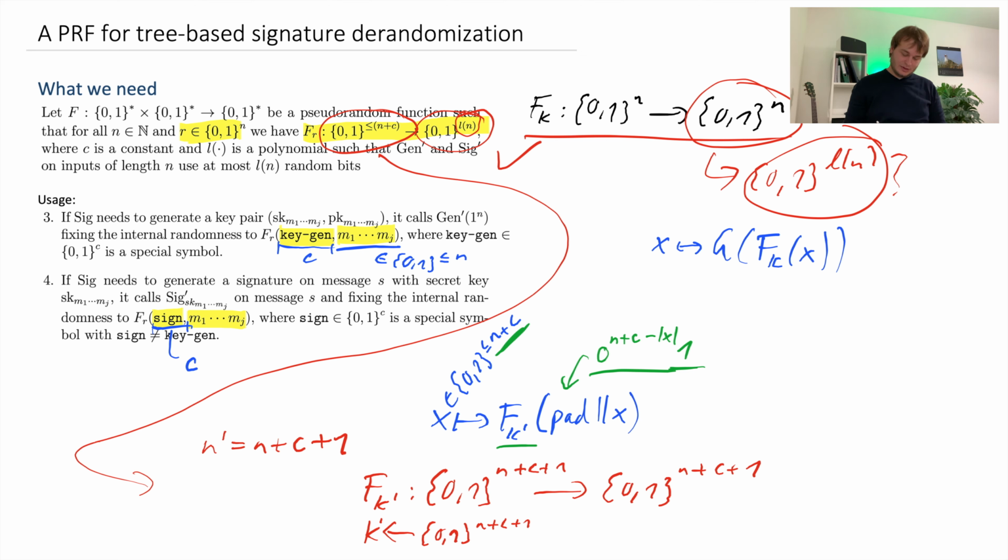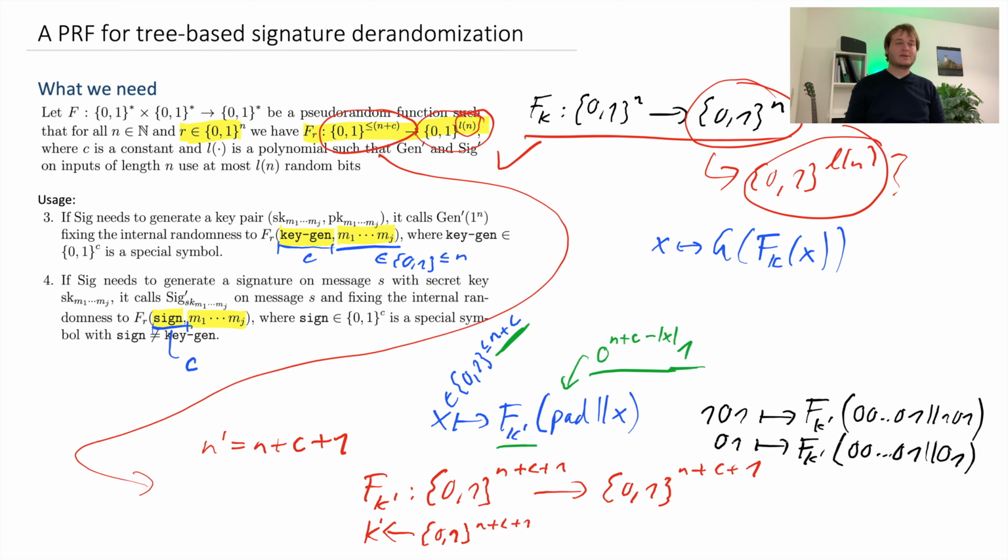So for example, these two inputs must produce outputs that look completely different. And this is what the PRF will do if I give it these two inputs, because they are different. Mapping this x to the padding and then the x is an injective operation between bit strings of length at most n plus c and bit strings of length n plus c plus 1. And then through this, I get the thing that I want.